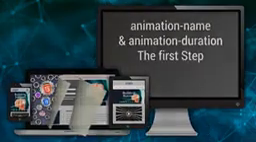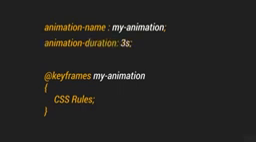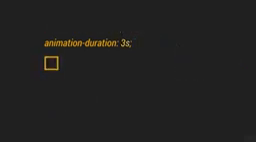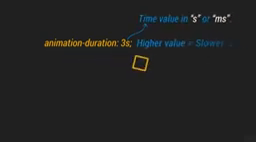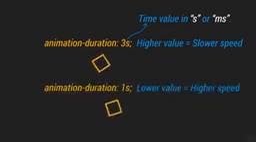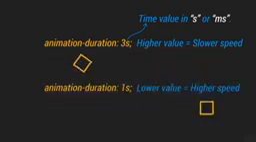The animation name property describes the name which is given to the keyframes animation. It is used to select the keyframes rule that provides the property values for animation. Animation duration, on the other hand, specifies how long your animation will take to complete one cycle. Now this helps you to adjust the speed of the animation. It accepts time value, so a higher time value results in a slower speed, whereas lower time value results in higher speed of the animation.